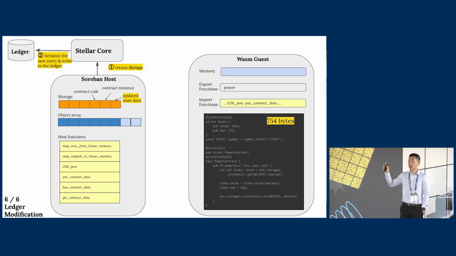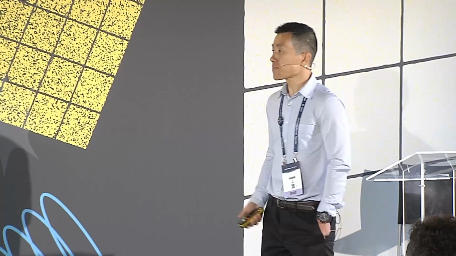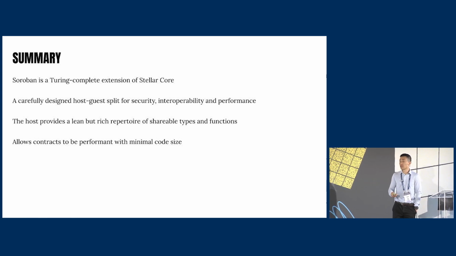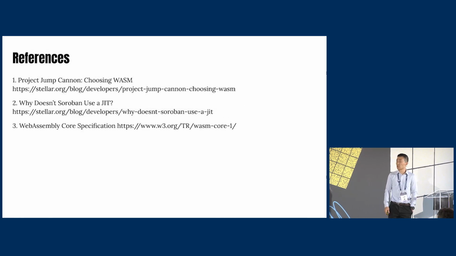So you can see a lot of the deliberate designs in the host allow us to have a very lightweight WASM contract that is only 754 bytes. So here's a quick summary. Soroban is a Turing-complete extension of Stellar Core, and it has a carefully designed host-guest boundary split for security, interoperability, and performance. The host provides a lean but rich repertoire of shareable types and functions, which allows contracts to be performant with minimal code size. And here are some references, and thank you very much.